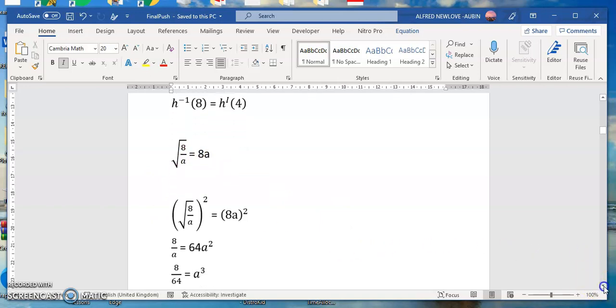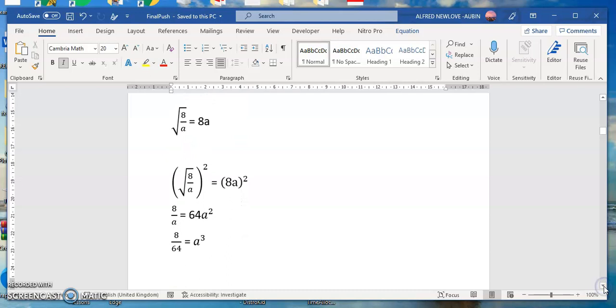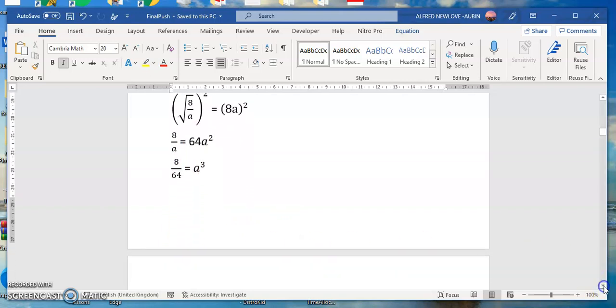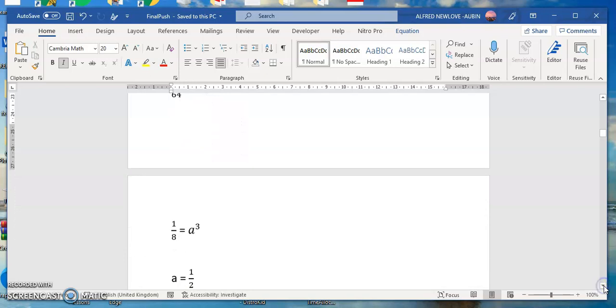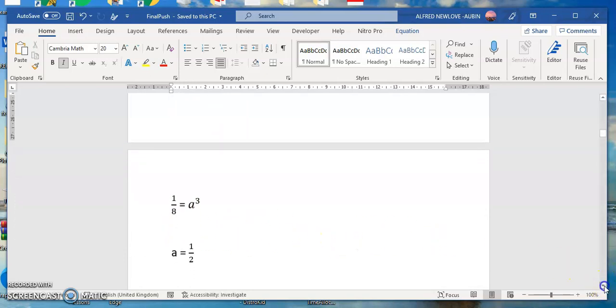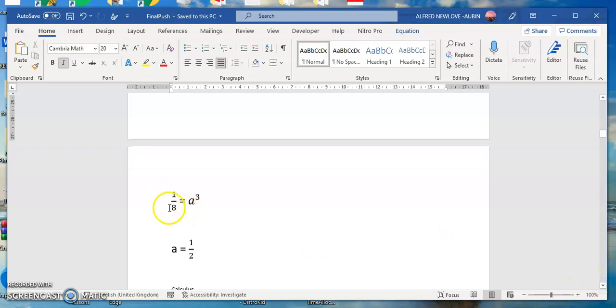If you square both sides, you are going to get this one to the power that. Then you transpose this a to this side, is going to be a to the power 3. Then you transpose this 64, is going to divide, and you are going to have this. Then what are we supposed to do? We take a cube root of both sides. So a cube root of this and a cube root of that.